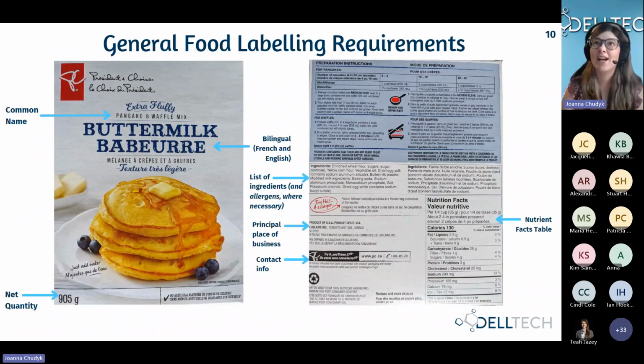And on this slide, we have the general food labeling requirements in Canada. This does not encompass all of the requirements, but just the basic ones, so you have a basic understanding of what is needed on a Canadian food label.